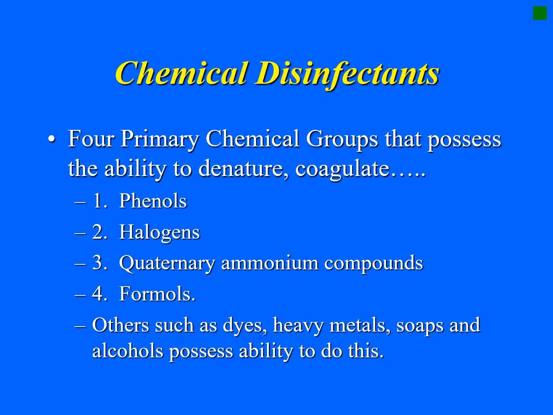So there's four primary chemical groups that possess the ability to denature, coagulate, or precipitate proteins, and they are phenols, which is where phenol coefficient comes from. There's your halogens, there are your quaternary ammonia compounds, and then there are your formals. There's other things like dyes, heavy metals, soaps, and alcohols that also have that ability, but we look at those four main groups.